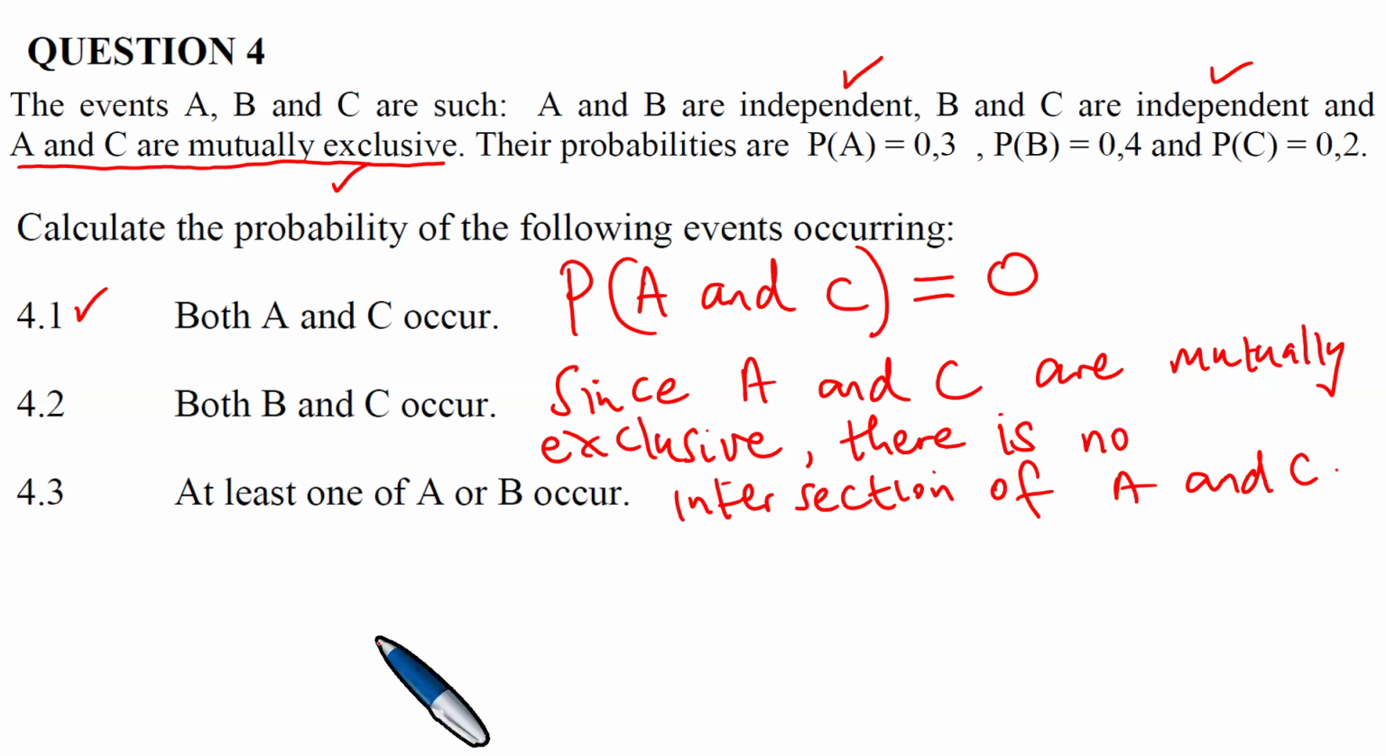Right, so in other words, the examiner here asked the students to calculate the probability of the following events occurring. Both A and C occur. Now we were told when the question was introduced that A and C are mutually exclusive. As a consequence, if two events are mutually exclusive, then the probability of both events occurring is identically 0. Any question? No question. Okay, we move to the next, 4.2.